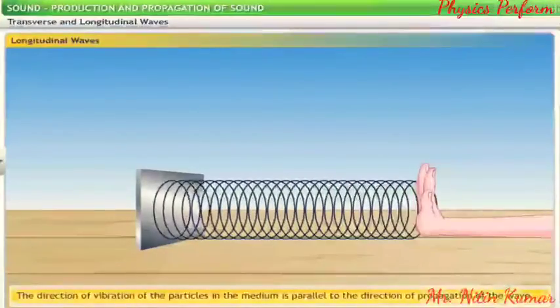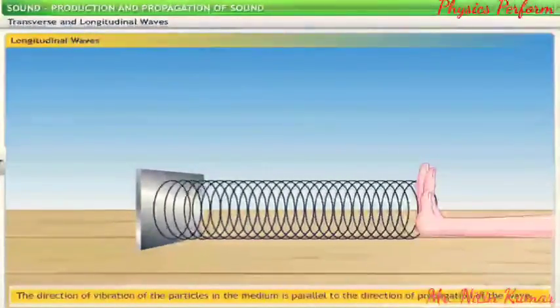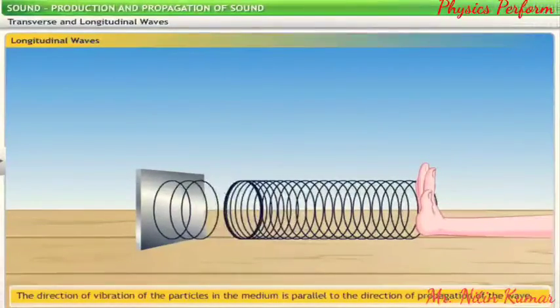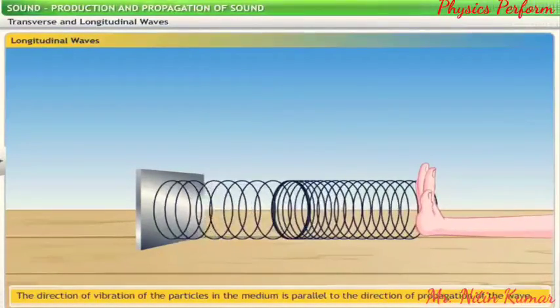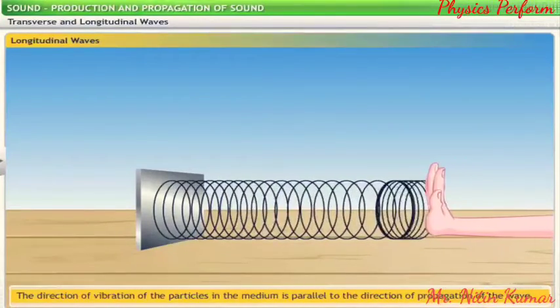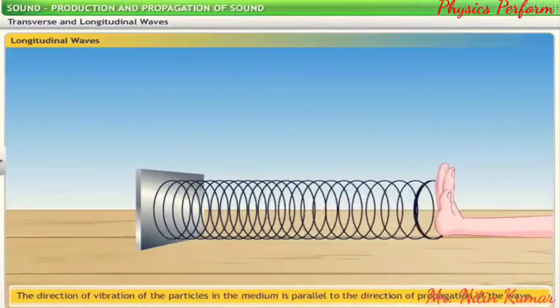In longitudinal waves, the direction of vibration of the particles in the medium is parallel to the direction of propagation of the wave. The wave pattern set in a slinky is an example of a longitudinal wave.